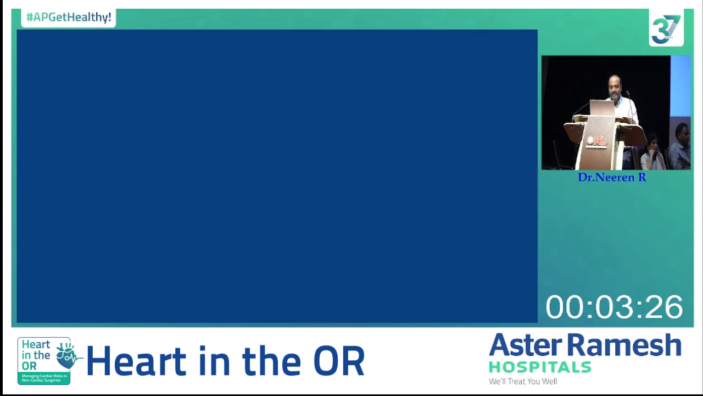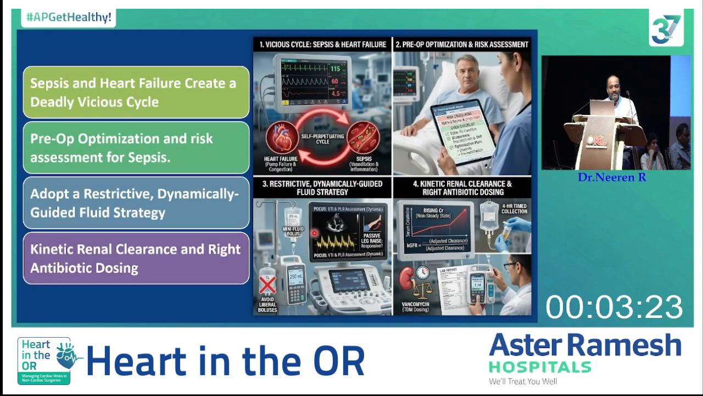To summarize, sepsis and heart failure definitely form a deadly vicious cycle when they are together. It will be very good if you preoperatively optimize the risk factors and reduce the risk of sepsis in these patients. You need to adopt a restrictive, and at the same time dynamic, marker-guided fluid strategy. It is always better if you can use kinetic renal clearance and find the right dosing for your antibiotics in cardiac patients. So, thank you.